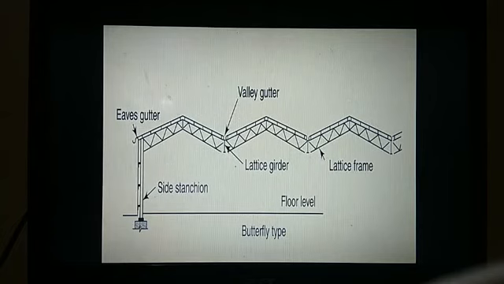And see, this is the other way of connecting, the butterfly type. This also you can see in railway stations. This type is called a butterfly type.